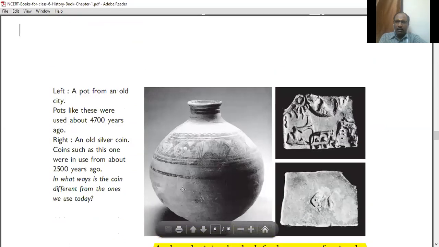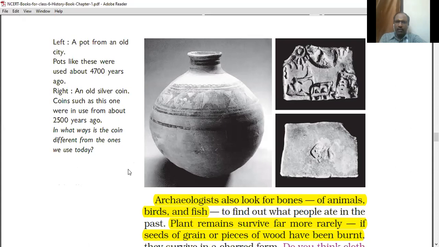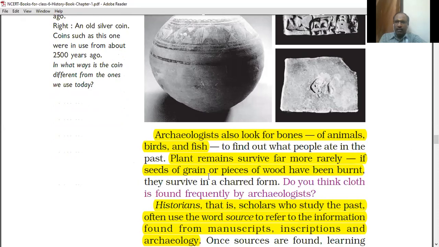So these are all things we are able to see from old cities, like these that were used about 4,500 years ago. On the right you can see old silver coins such as were used about 2,500 years ago. In what ways is the coin different from the ones we use today? Archaeologists also look for bones of animals, birds, even fish. Even plant remains survive, more rarely, if seeds or grain or pieces of wood have been burnt.